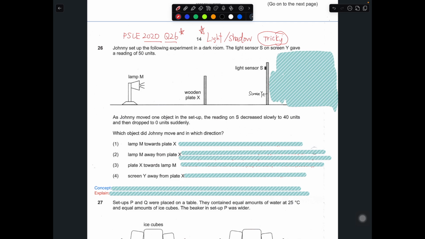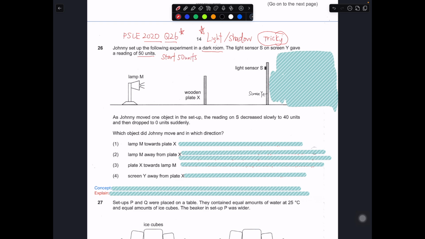Johnny set up the following experiment in a dark room. So it's trying to tell you that the only source of light is coming out from lamp M. Okay, so the light sensor S on the screen Y gave a reading of 50 units. So we know at the start it is 50 units.